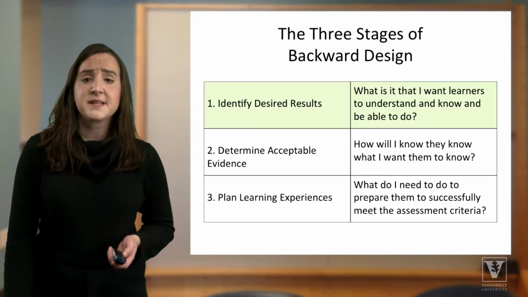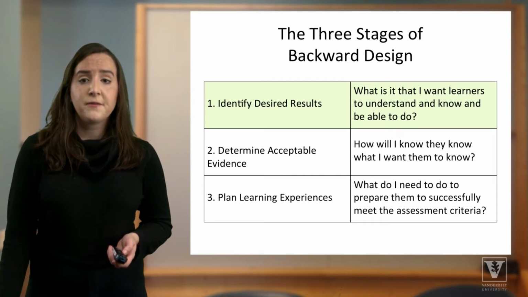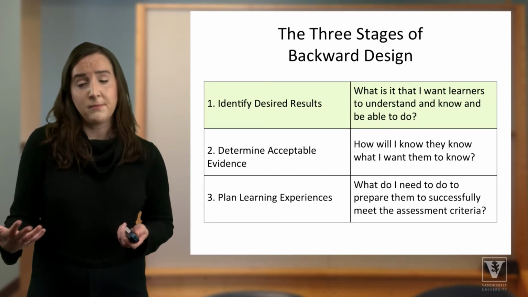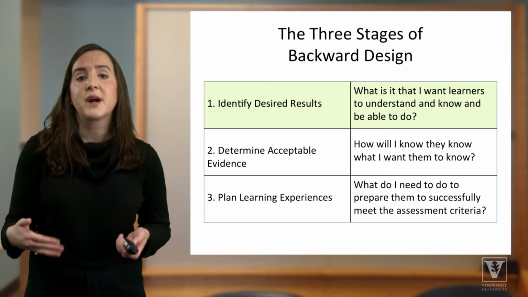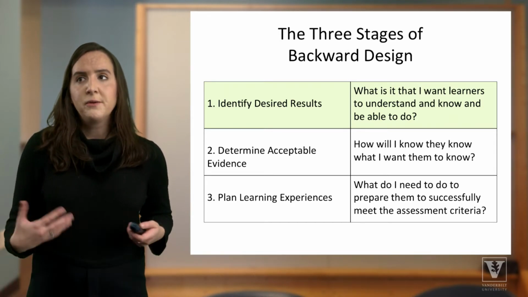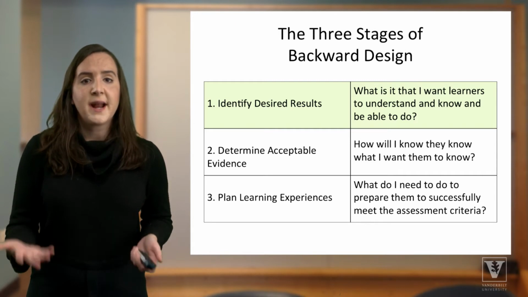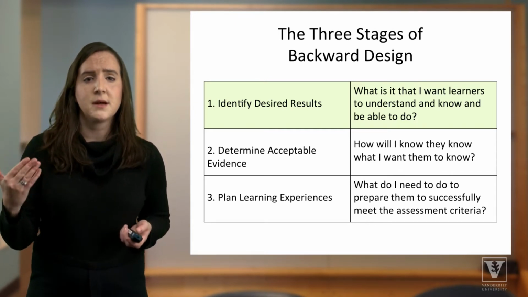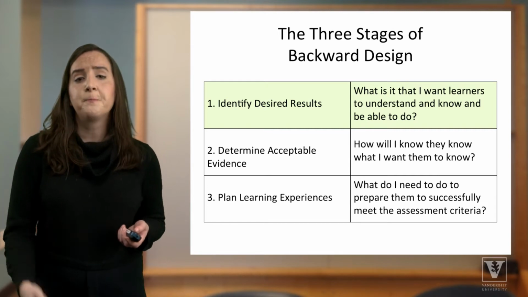So there are 3 stages of backward design. The first stage is to identify desired results, or in other words, to create learning objectives for your course. So one way to think about this, and a question that you might ask yourself, is what is it that I want learners to understand and know and be able to do?